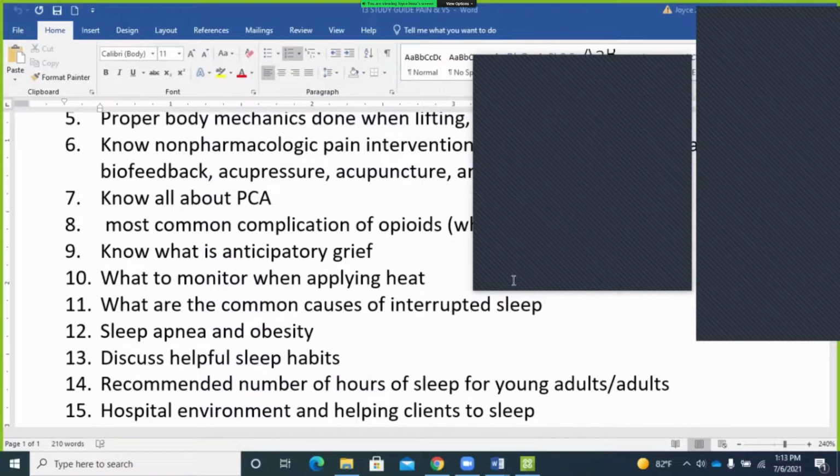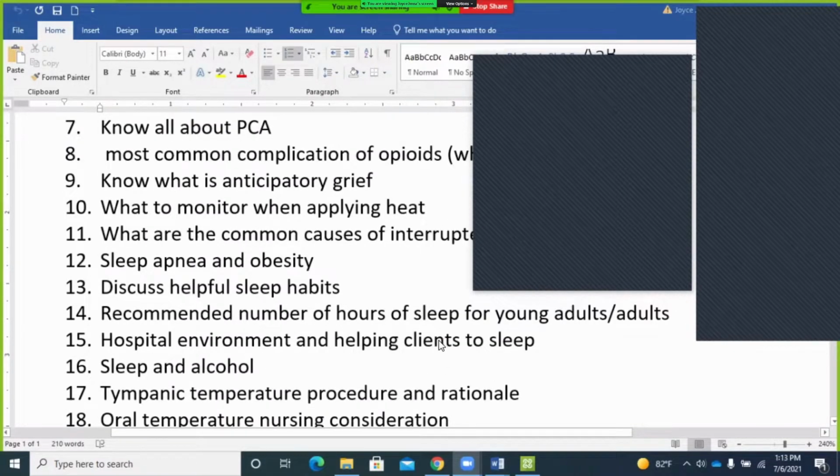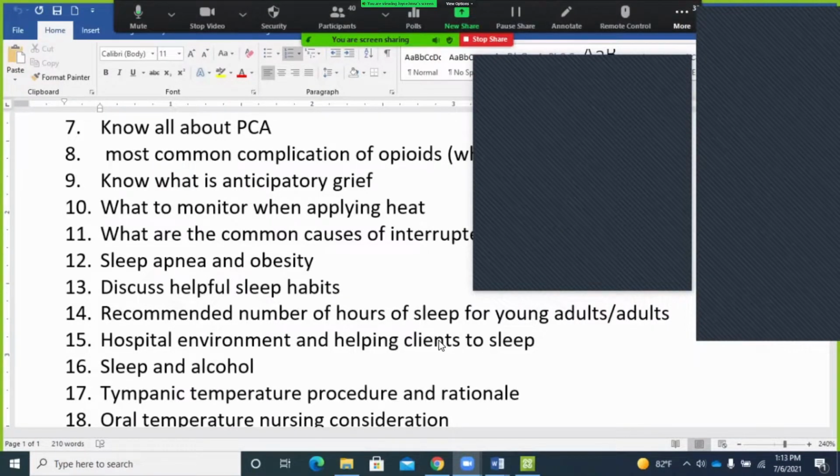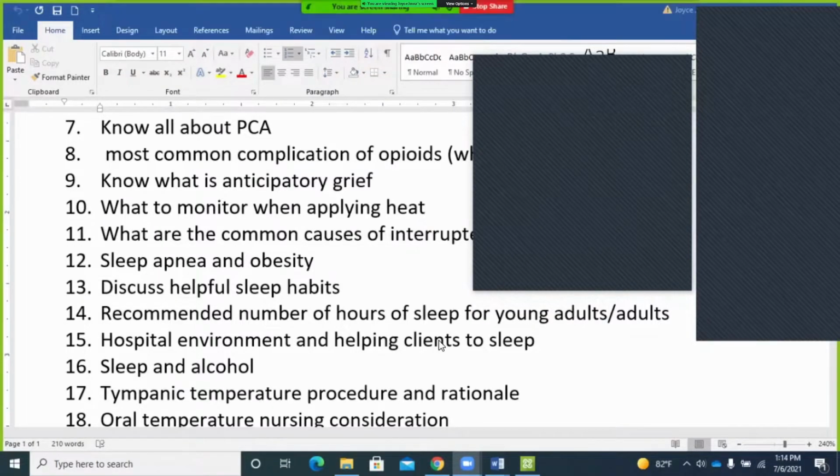Hospital environment. Oh, this one. We already know, right? No TV, radio, nothing of those that can awaken me. Flushing toilets, changing my pads, or emptying my Foley catheter.